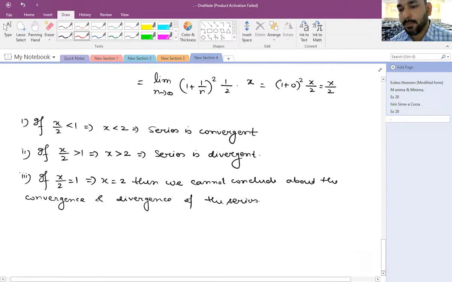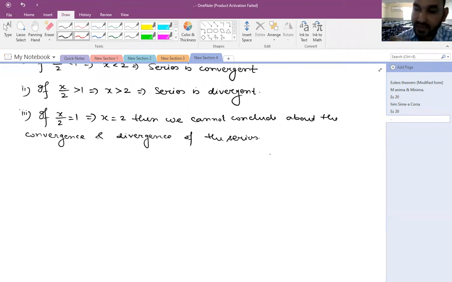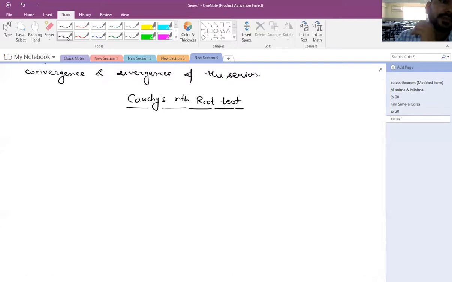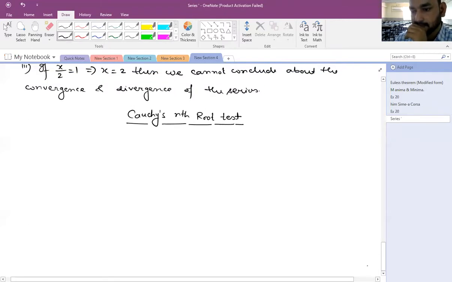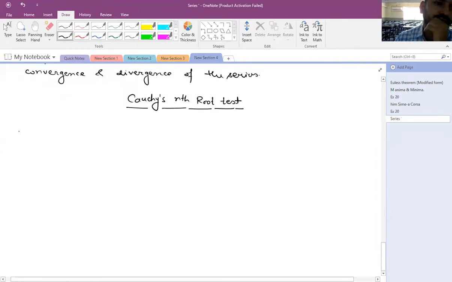There are actually plenty of tests available in mathematical analysis, but we are going to teach you only 2 tests. The another test is called Cauchy's nth root test. Cauchy's nth root test.